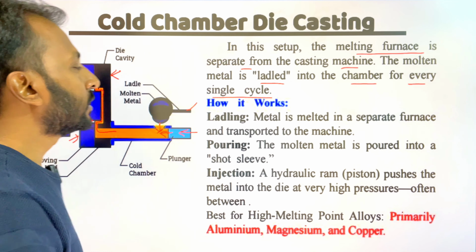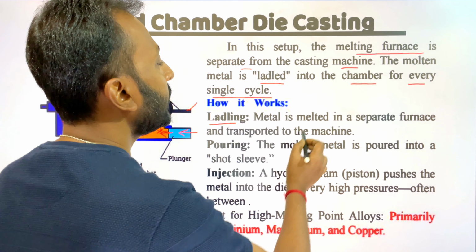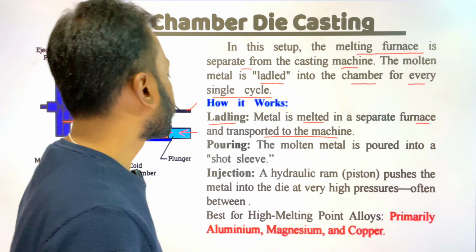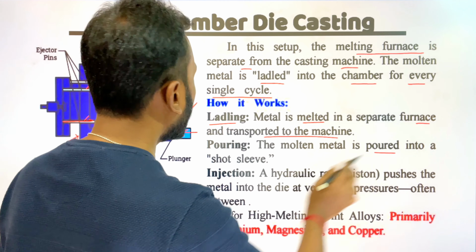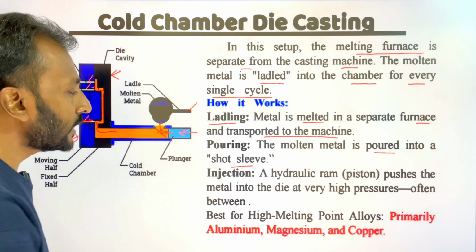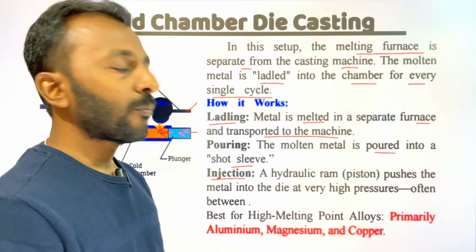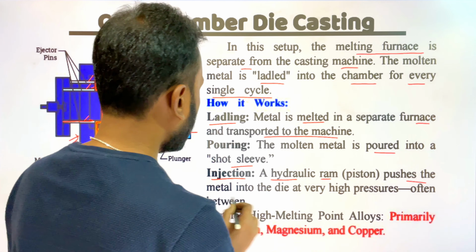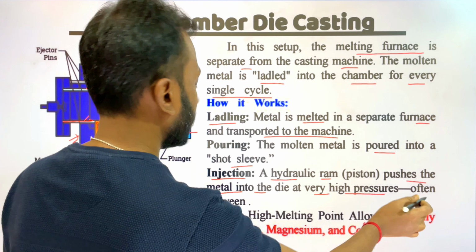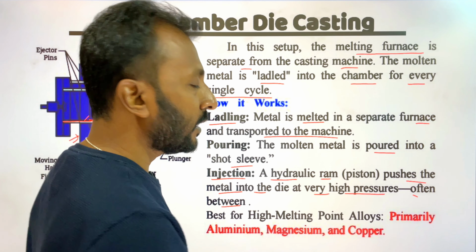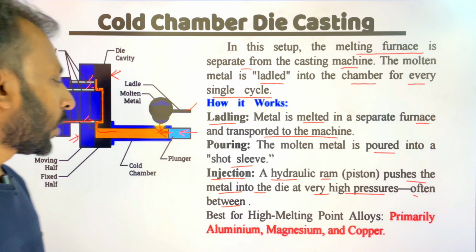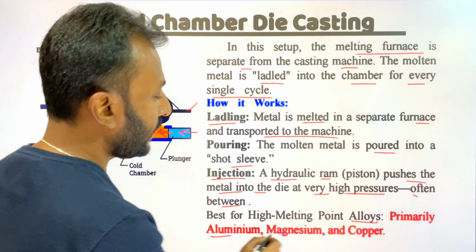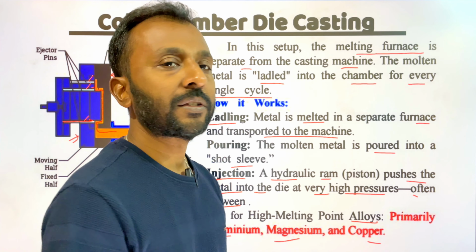So how does it work? First is ladling. Metal is melted in a separate furnace and transported to the machine. Next is pouring. The molten metal is poured into a short sleeve. Next is injection. After the product gets cooled, a hydraulic ram or piston pushes the metal into the die at very high pressure. After injection we get the final product. So this is best suited for high melting point alloys like aluminium, magnesium, copper, etc.